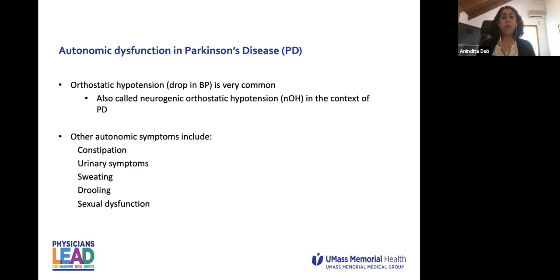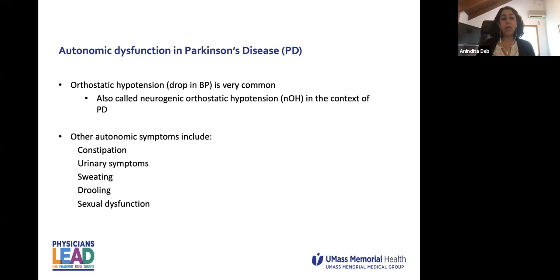One of the most common autonomic symptoms that we see is orthostatic hypotension, which is another term for a drop in blood pressure. I would say that probably 60 to 70% of our patients have some degree of orthostatic hypotension, and I'll get into more detail about this. This is also referred to as neurogenic orthostatic hypotension, or NOH. In Parkinson's specifically, this is neurogenic because we know that it's the nervous system that's causing this, as opposed to other causes of orthostatic hypotension.